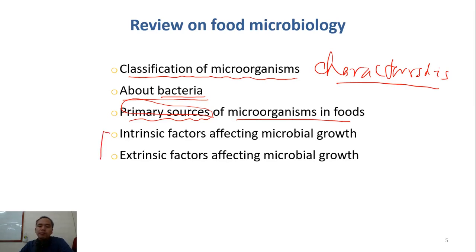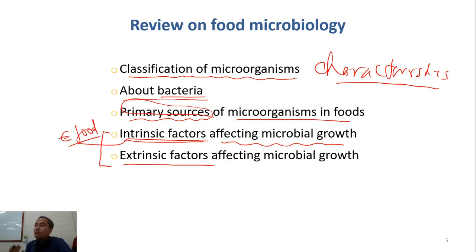And then in the next parts we discuss intrinsic factors and extrinsic factors which affect the microbial growth. Intrinsic factors mean the factors belonging to the food. For example, pH. For example, water activity of the food. Those are intrinsic factors affecting microbial growth. And we also discuss extrinsic factors. Extrinsic means the factors belonging to the environment surrounding the food, like temperatures, like relative humidity of the air surrounding the food.